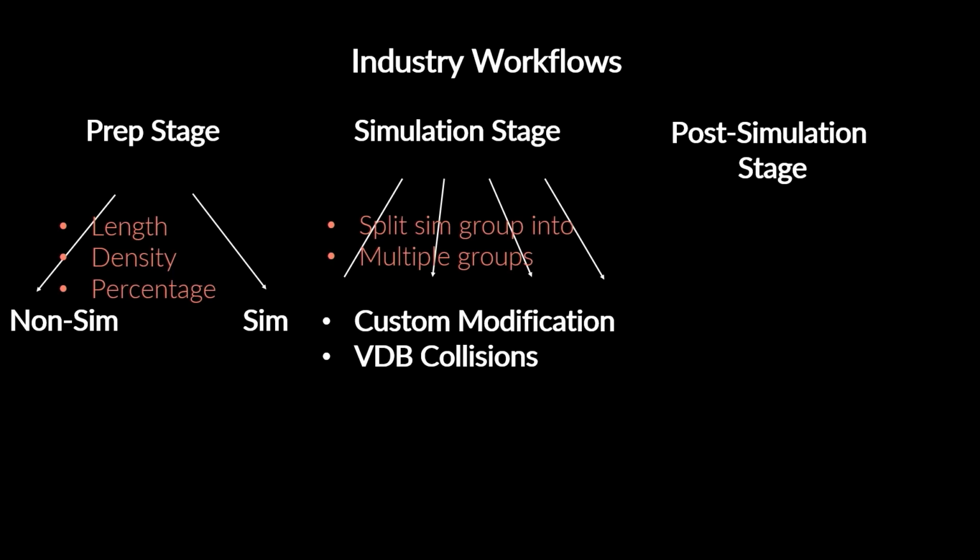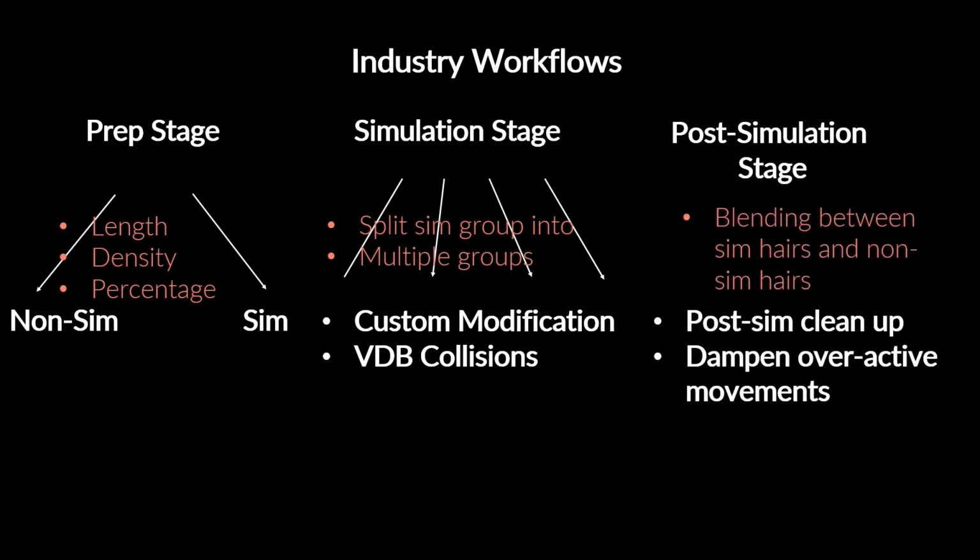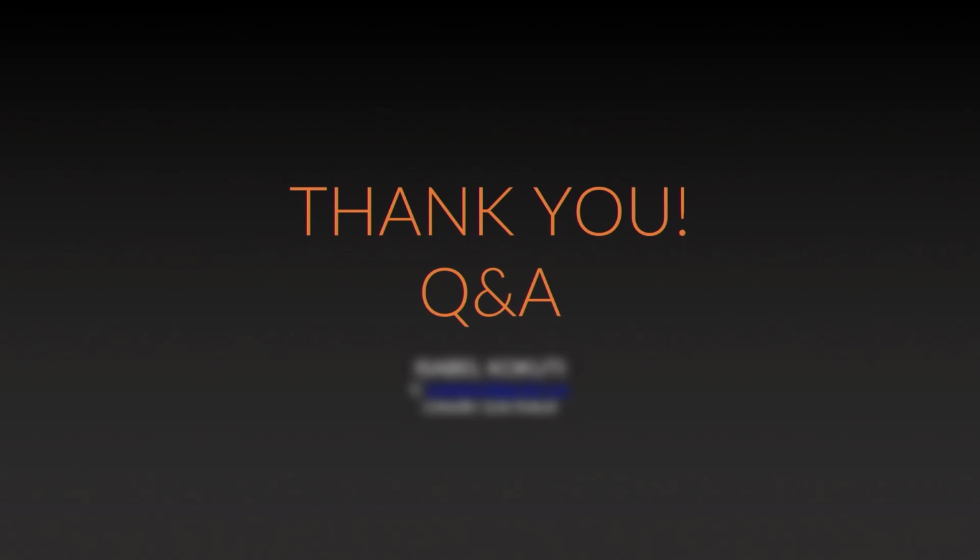You might then do lots of post-simulation cleanup, like blending between the guide deform curves and the simulated curves, and using maps to mask certain areas. So this is a really good way to dampen any motion that is overactive, for example. And again, you can specify certain groups to blend in your groom hairs with your sim hairs.